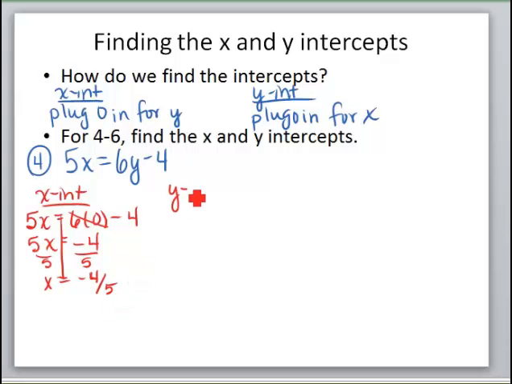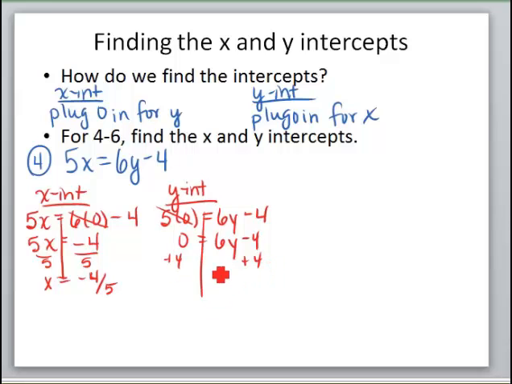The y-intercept, I can find by plugging 0 in for the x portion, keeping the y portion. That gives me 0. Now I need to solve for y, so I will do that by adding 4 to both sides, and that ends up giving me a 6y, divided by 6 on both sides. I could say it's 4 over 6 or reduce it to be 2/3.